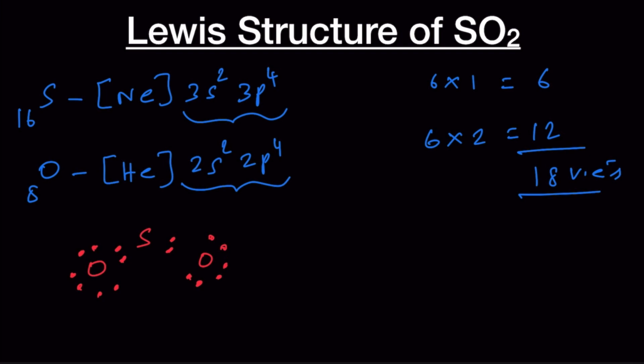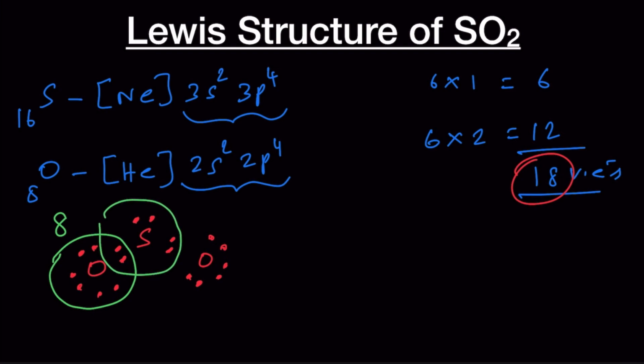We still have 2 more valence electrons because we have 18 valence electrons here. Therefore, let's put one lone pair on sulfur. Now if we do that, though the oxygen atom satisfies the octet configuration, the sulfur atom doesn't satisfy the octet configuration. We have only 6 electrons around sulfur. Therefore, let's bring one lone pair to the bond pair.